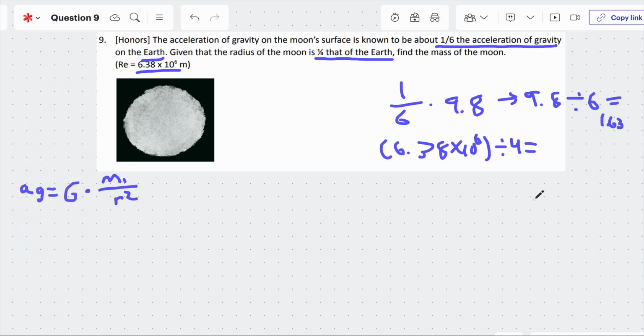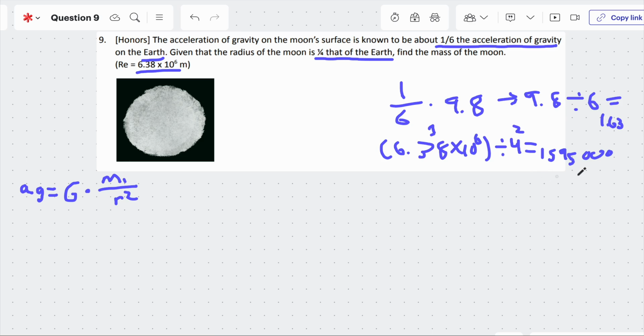And then our radius. If you don't know how to do this in a calculator, do this part first, divide it by 4. I'm just going to put it all in parentheses. It's 10 to the 6th, divided by 4. Awesome. So this gives us about 1595000. Shout out to Desmos for never rounding anything in scientific notation.